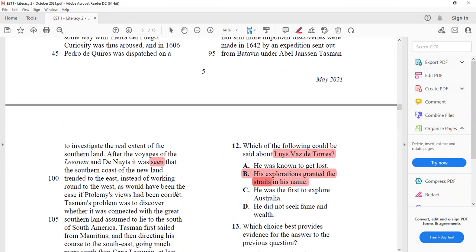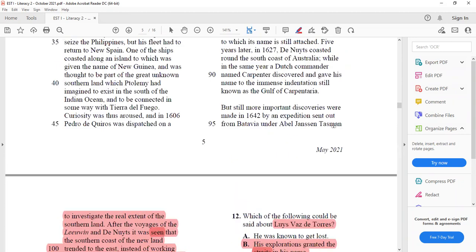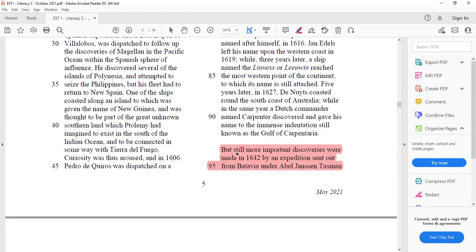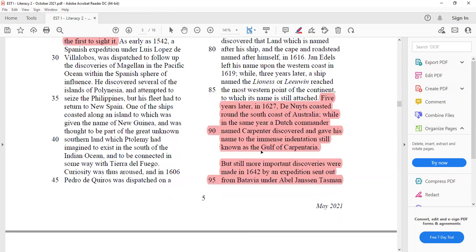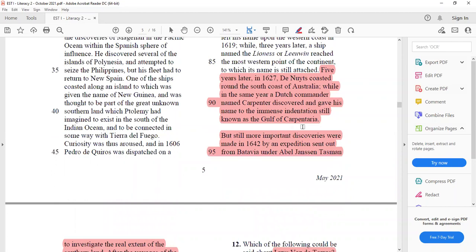Okay, Mr. Where is the end of this one? It's here. And the beginning is here. Mr. You told us that whenever you find but, take a sentence before. So all of this is just to find the meaning of seen. 5 years later, in 1627, the Knots coasted round the south coast of Australia, while in the same year, a Dutch commander named Carpenter discovered and gave his name to the immense indentation still known as the Gulf of Carpentaria.